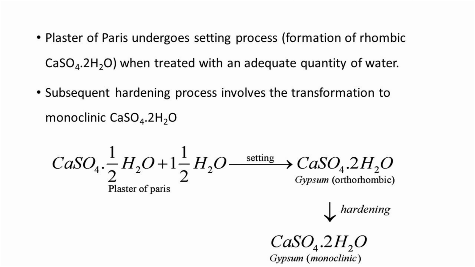Plaster of Paris possesses the remarkable property of setting with water followed by hardening. Plaster of Paris undergoes setting process by the formation of rhombic calcium sulfate dihydrate when treated with an adequate quantity of water. Subsequent hardening process involves the transformation to monoclinic calcium sulfate dihydrate. The slight increase in volume that occurs during the setting process causes the product to fill any mold completely, thereby producing an impression of the shape of the mold used.